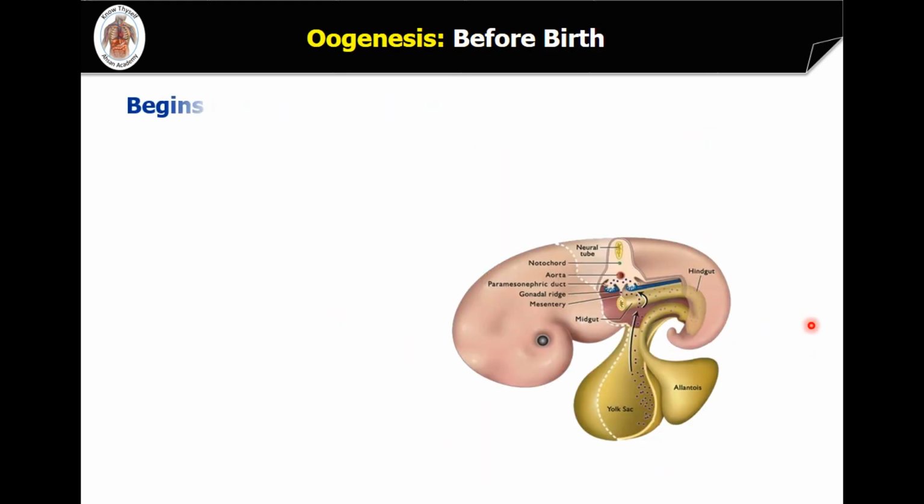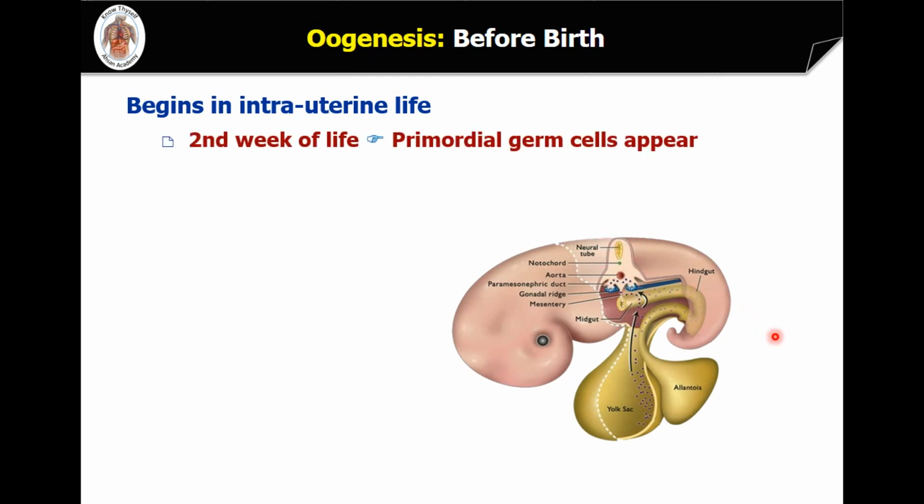For oogenesis, a major part is completed before birth. So we will describe the part before birth stage by stage. It begins in intrauterine life, and you can see this is the developing embryo with the yolk sac, this one, and allantois, this one. This is the umbilicus through which the yolk sac is connected with the embryo, and you can see the transverse section here.